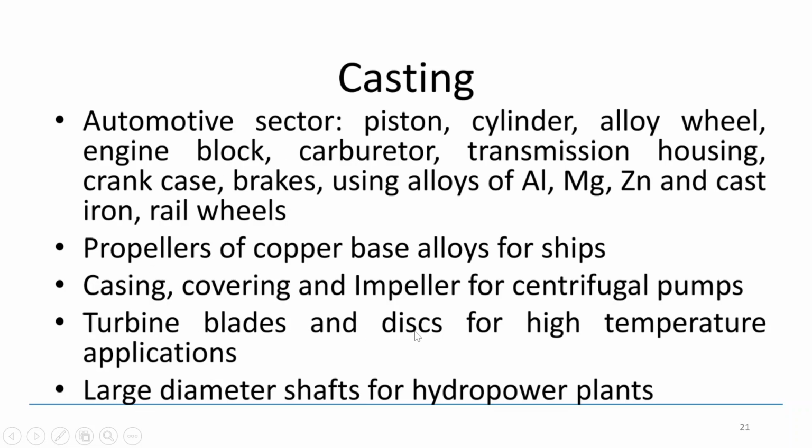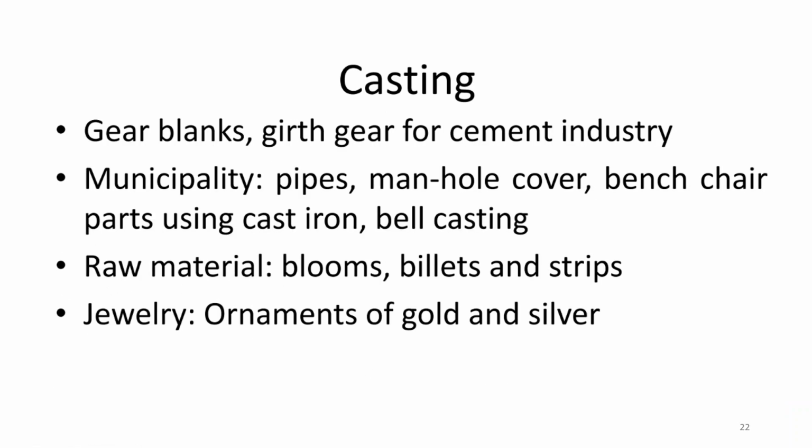Turbine blades and discs for high temperature applications, large diameter shafts for hydropower plants, all these are made using castings. The gear blanks are the part of the gear that is made before you pass your gear through some process for making the teeth on the gear, and this is used for the cement industry. These are also made using casting.